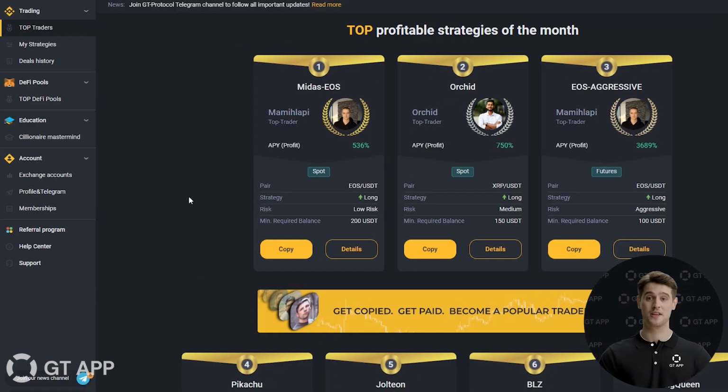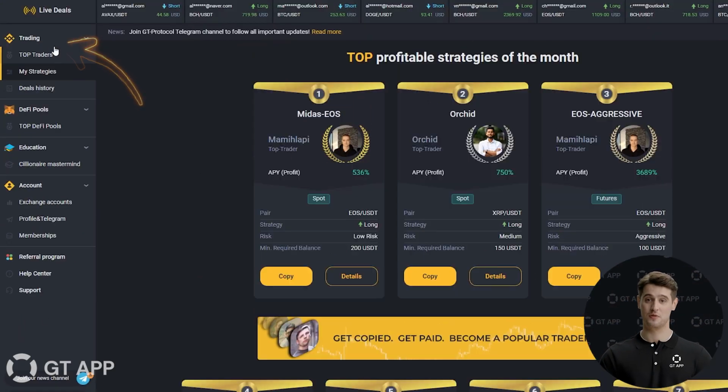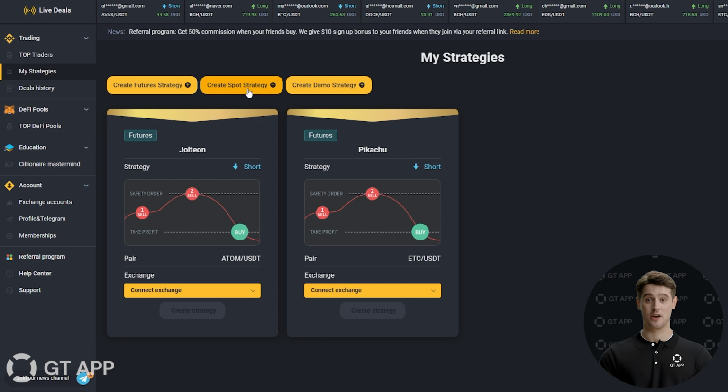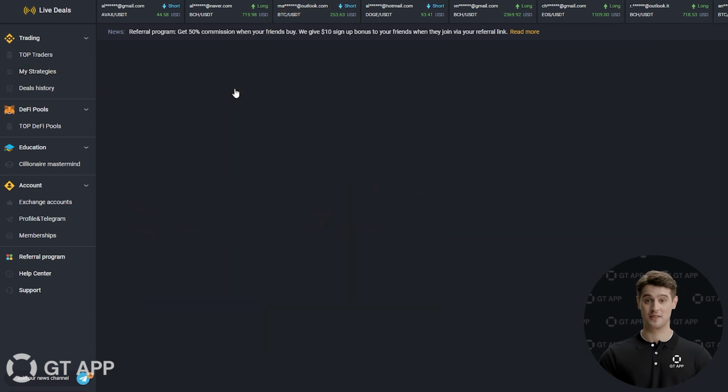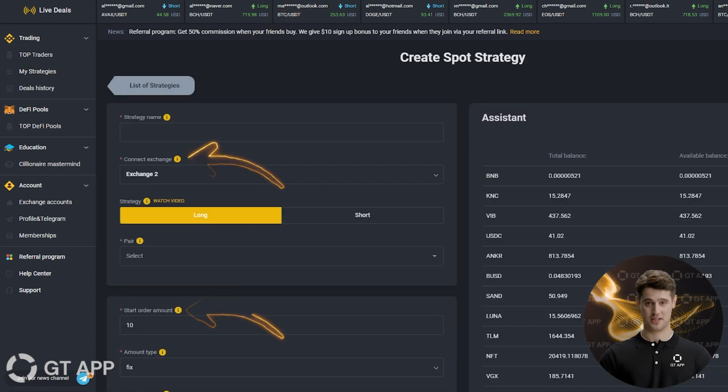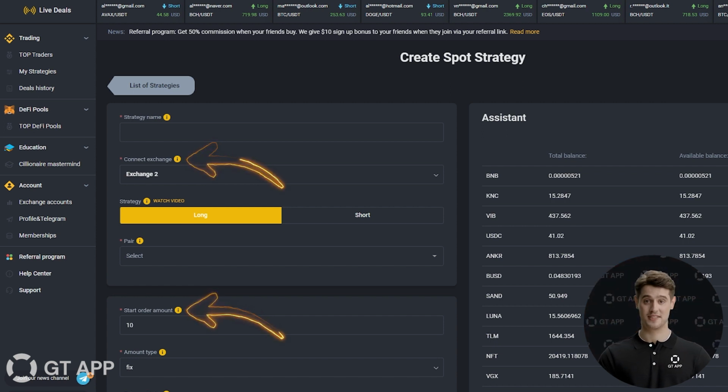To create a spot trading strategy, you need to go to the My Strategies section and click on the Create Spot Trading Strategy button. Please note that there is an informational tooltip or a detailed video instruction next to each setting. This information will help you understand in detail what each function is responsible for.